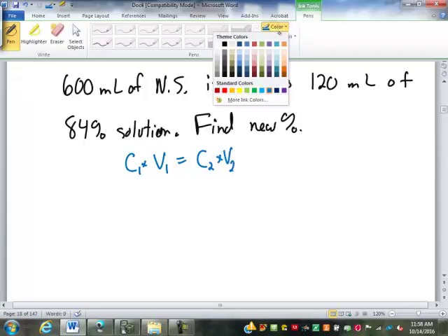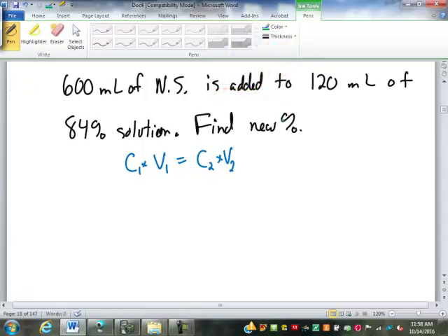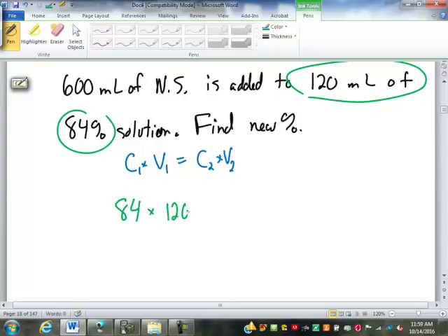Put the formula back up there again, just to remind us of it. So do we know both of the befores? Usually we do, right? There's got to be one that we know both the volume and the percent for. So we'll just count that as the before. So we had 84% times 120 milliliters. On the other side, what do we know? We're asked to find the percent, so we know C2 is what we're going to be looking for, the concentration.